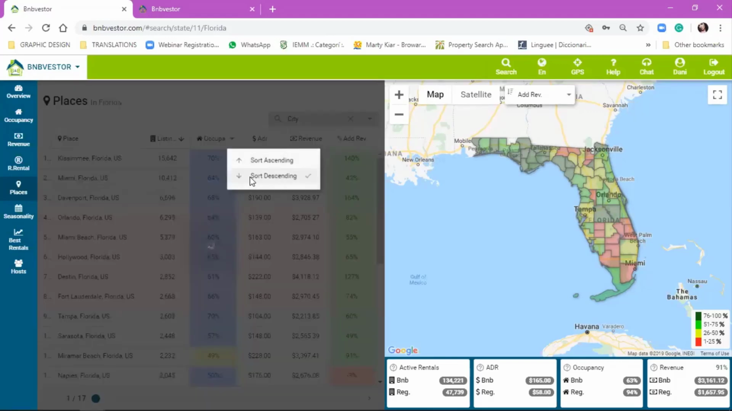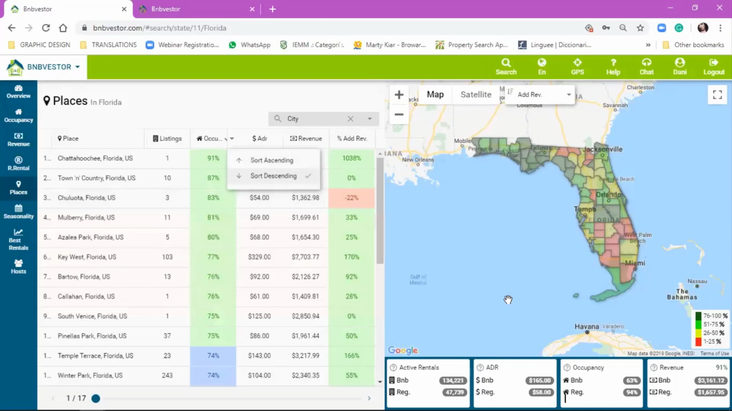Now, the highest occupancy rate is, forgive me if I pronounce it incorrectly, Chattahoochee, Town and Country, Chuluota, and Mulberry. But if you take a look into this, these are not very good cities, let's say, to be considering despite their high occupancy rate, because you can see that the first one, to not pronounce the city wrong again, we have one listing. Of course, it has 91%, so it doesn't have very much to compare, right? Then we have the second one with 10.